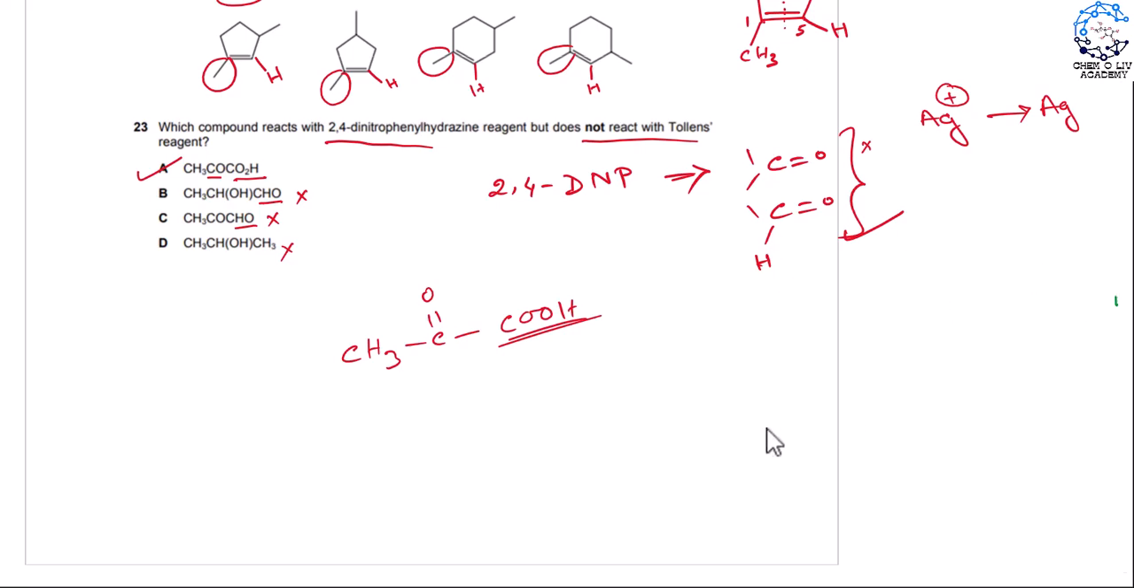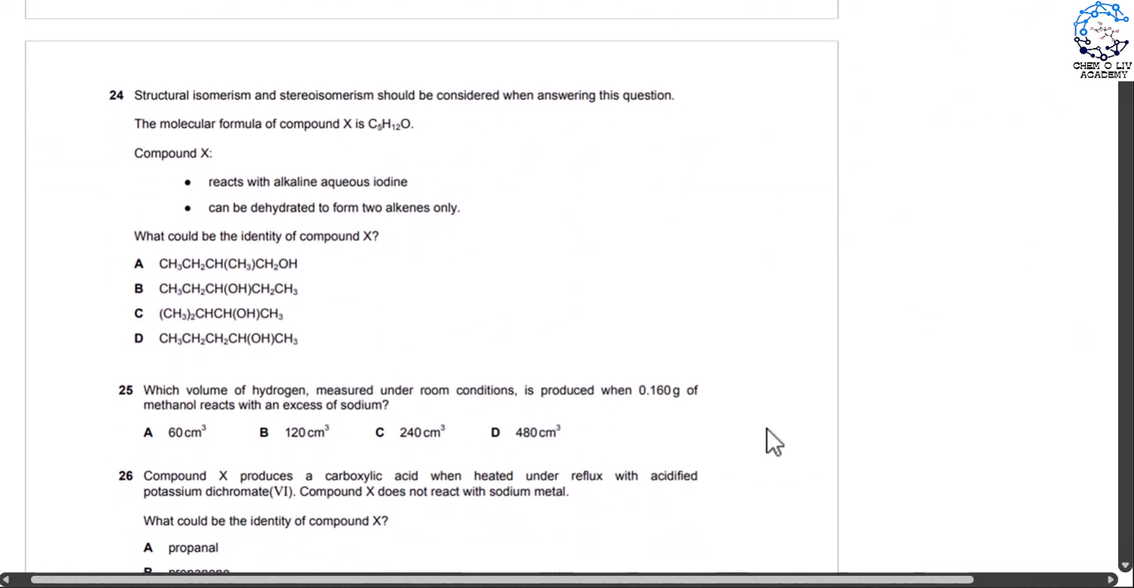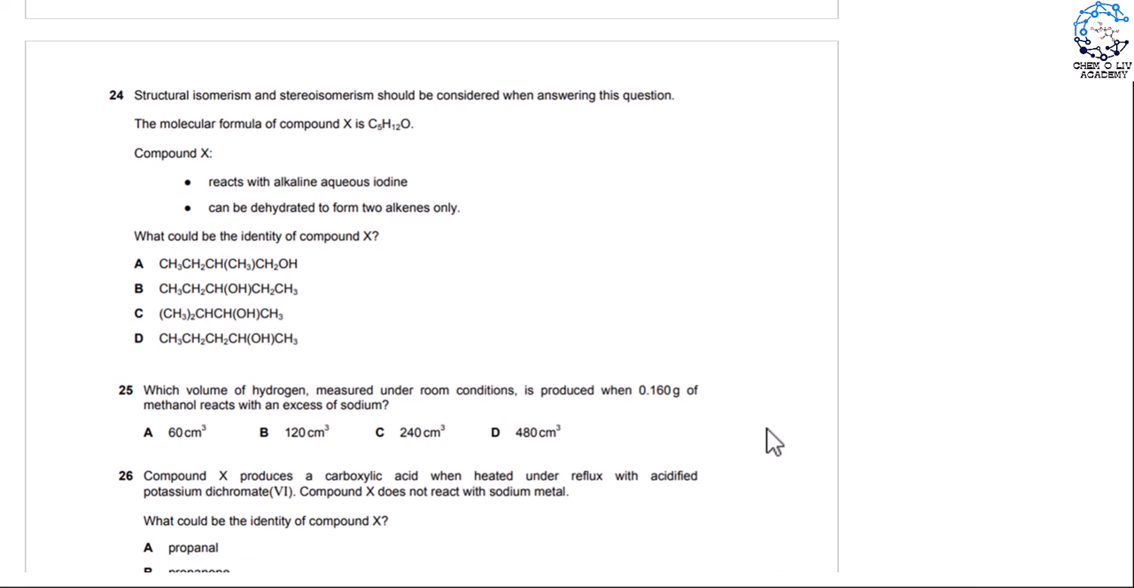Let's move on to the next, where structural isomers and stereoisomerism should be considered when answering the question. The molecular formula of a compound X is C5H12O. Compound X reacts with alkaline aqueous iodine, and can be dehydrated to form 2 alkenes only.